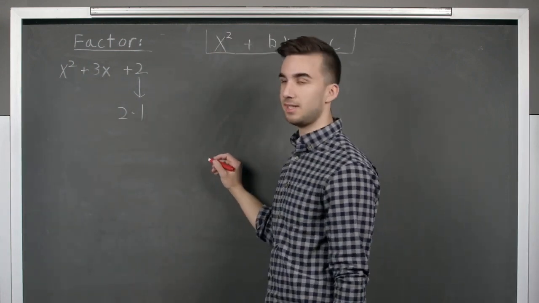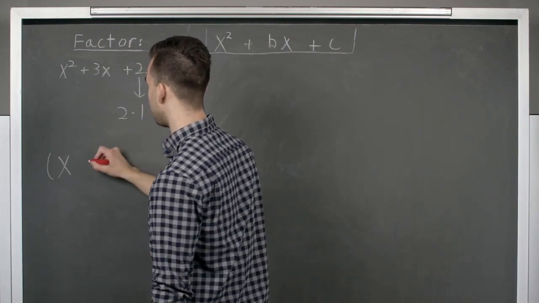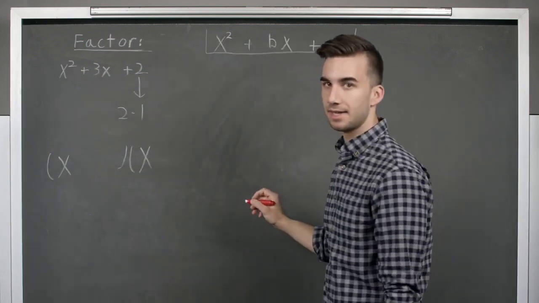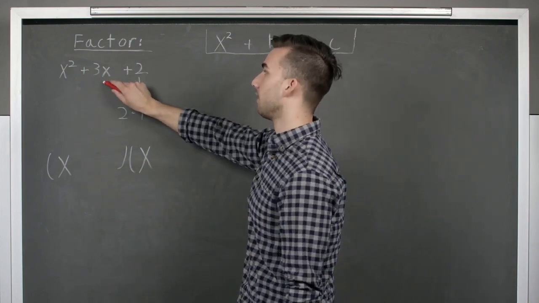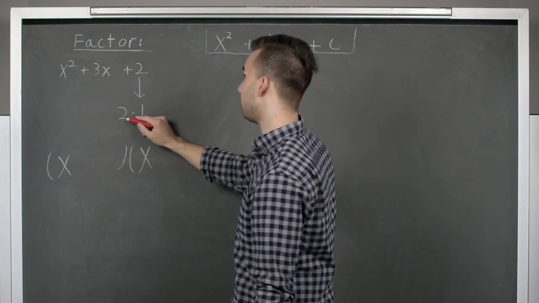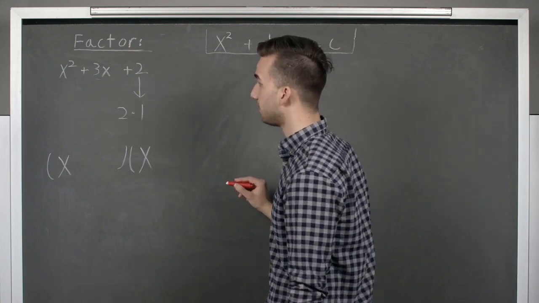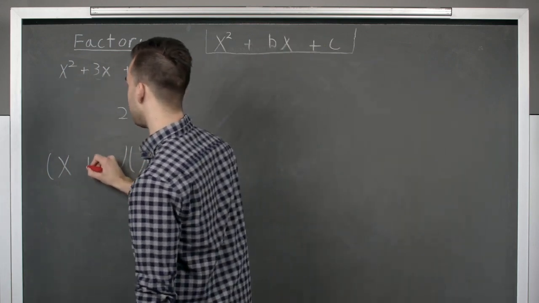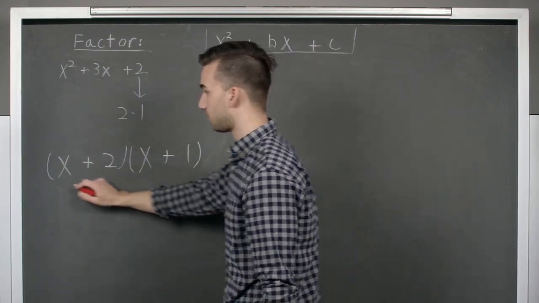And now what we need to do is write a factored form, x, and we need to find a combination of these factors that will add up to our b value, because we already know they multiply to equal our c value, so we will just need them to add up to our b value. But luckily, 2 plus 1 is equal to 3, so we can just do x plus 2 times x plus 1, and this is our solution.